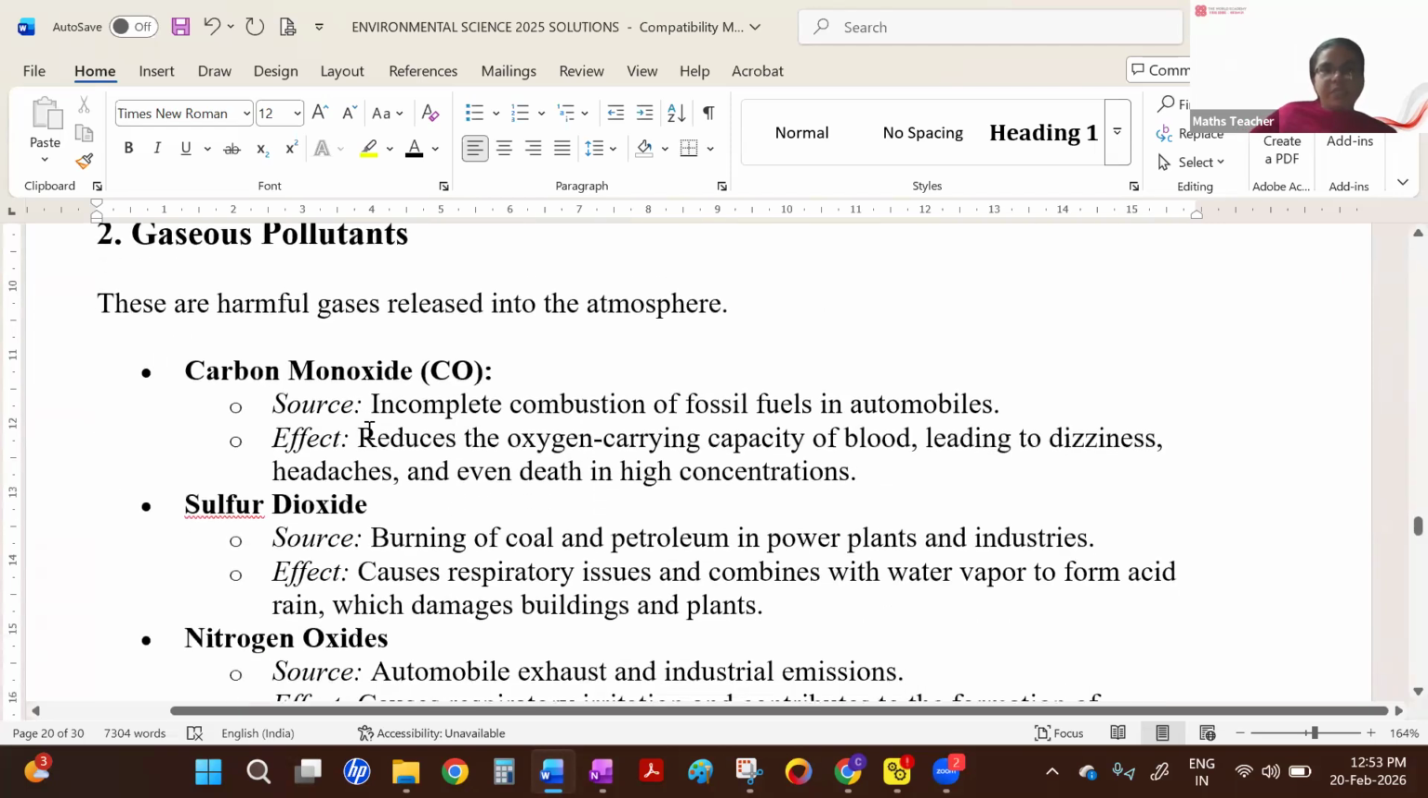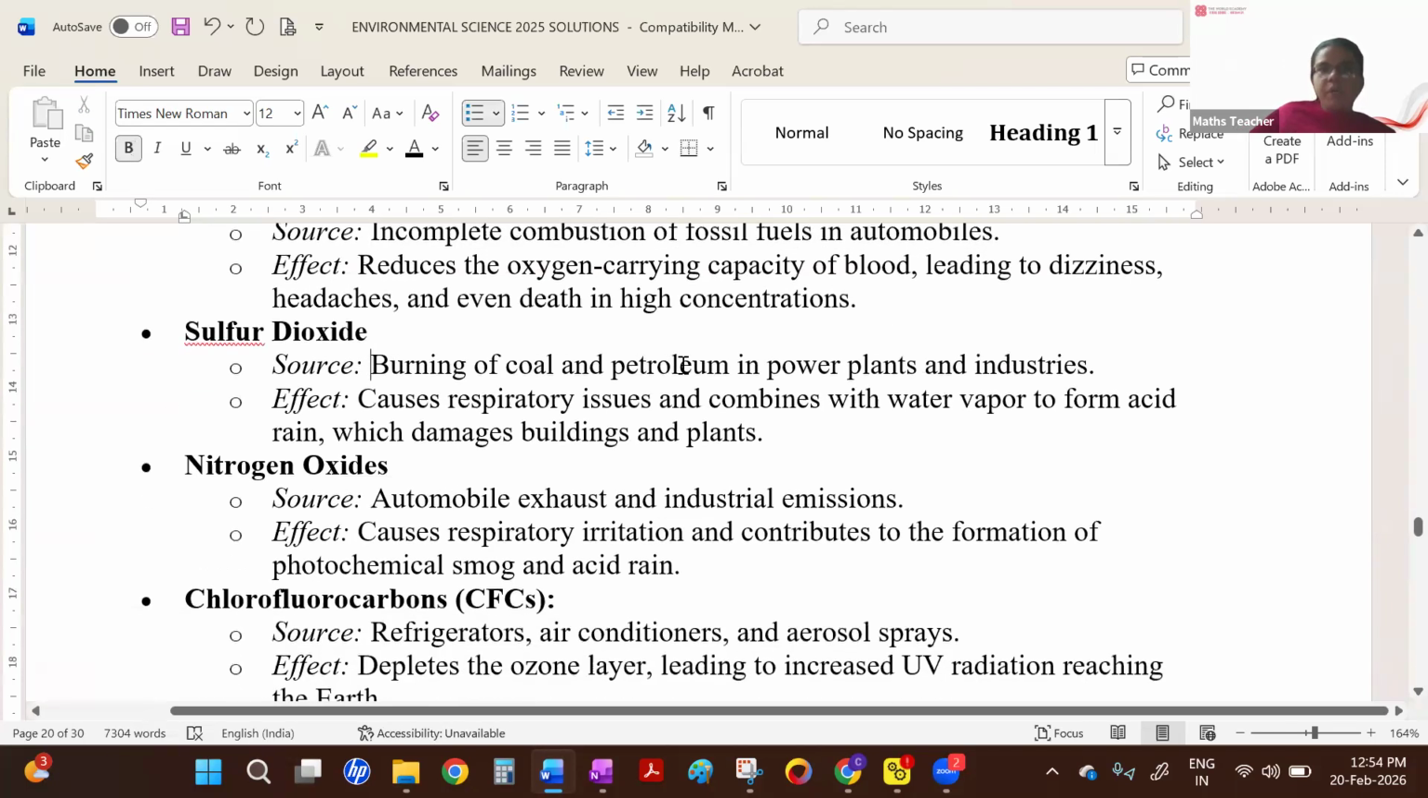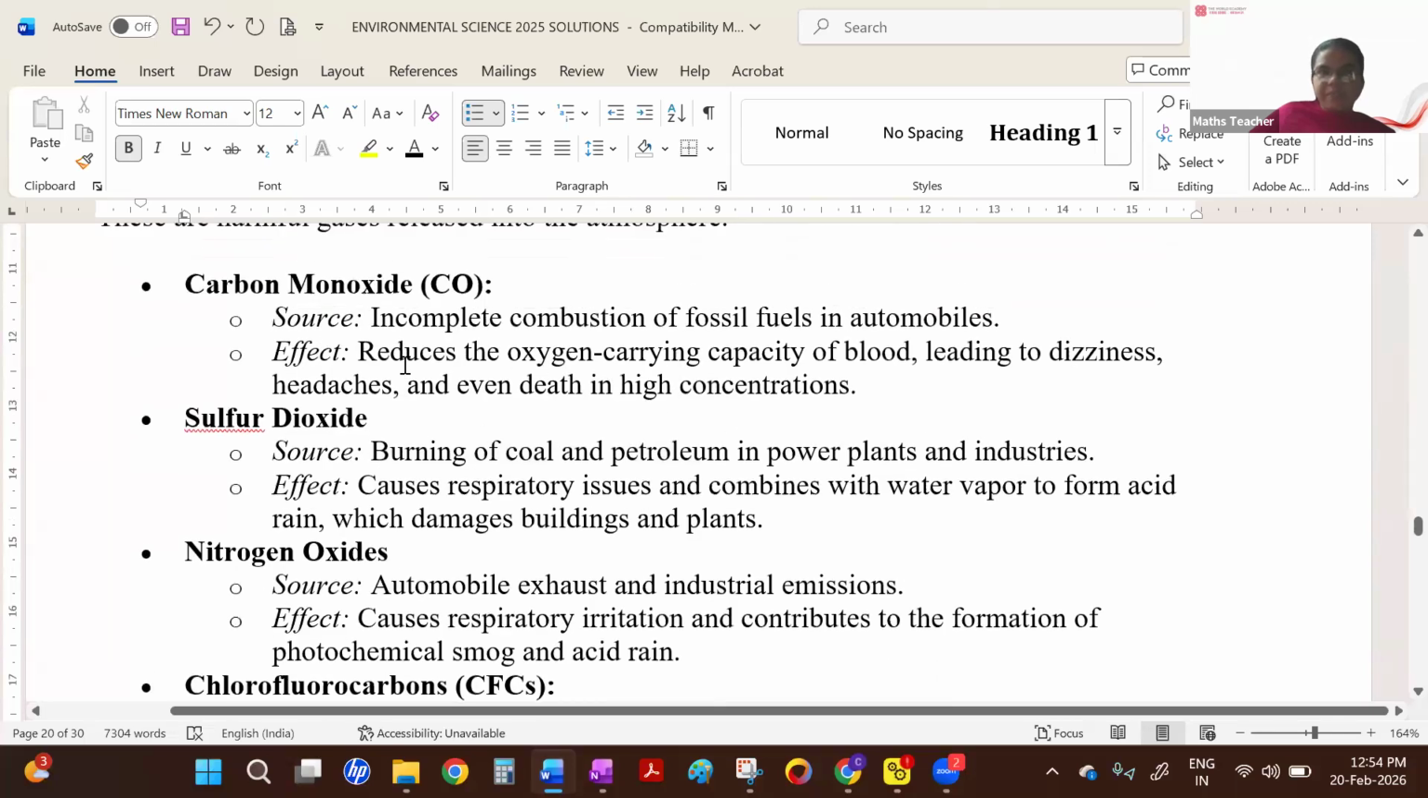And then the gaseous pollutants. What are the gaseous pollutants? Carbon monoxide, and then sulfur dioxide. So what is its source? Incomplete combustion of fossil fuel. So that is the major source of carbon monoxide. And then sulfur dioxide, burning of coal and petroleum. It causes sulfur dioxide.